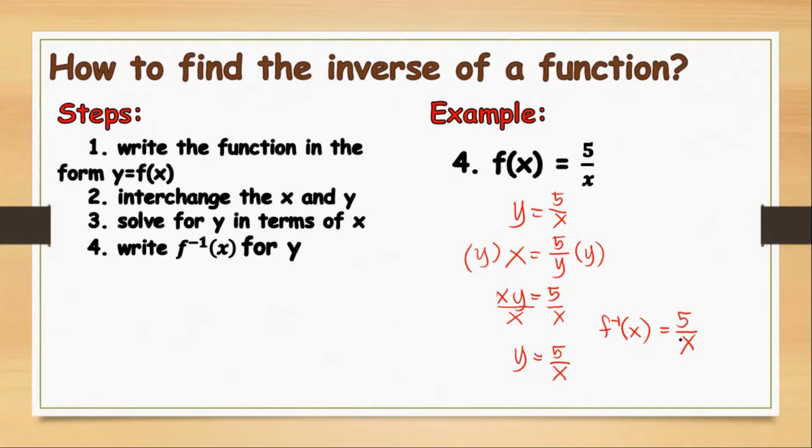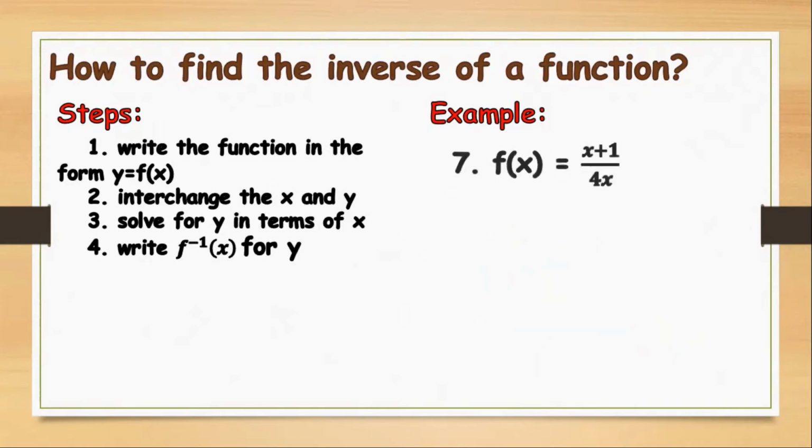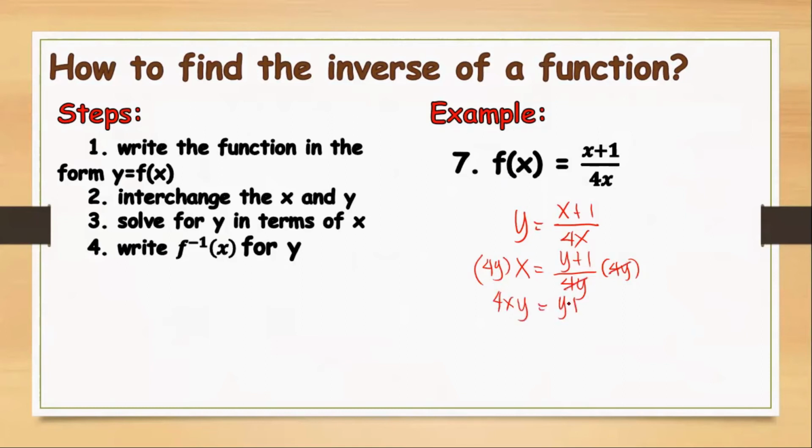Okay, so that's it. Let's continue with number 7 example. I think that was number 6, number 7. Sorry for that numbering. Okay, so we have y equals x plus 1 all over 4x. And to interchange that, we can have x equals y plus 1 over 4y. So multiply both sides with 4y. Then we get 4xy equals y plus 1.